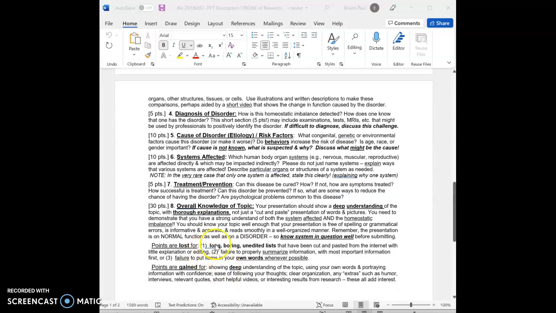Again, look down here. Points are lost for long, boring, unedited lists. Don't just copy and paste a bunch of lists. That doesn't help anything. You have to look through it and decide what you're going to put in. Make sure you're summarizing information. In other words, you can't write a book. You have to summarize. What's the most important thing I want to talk about? And then you have to put things in your own words.